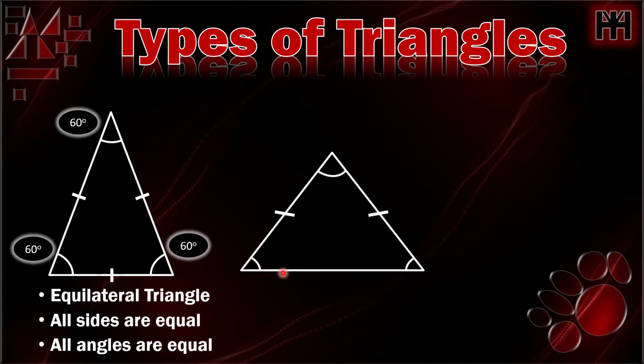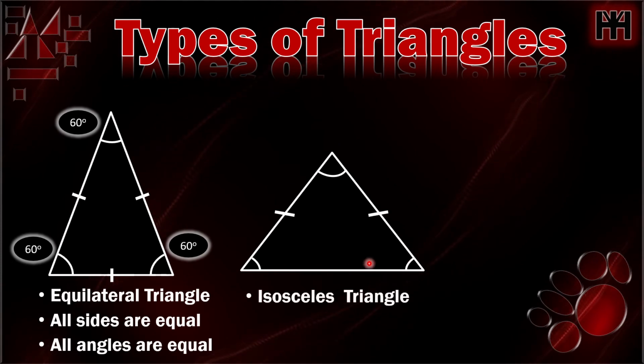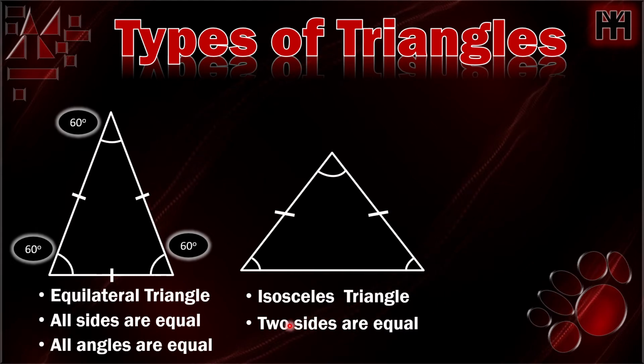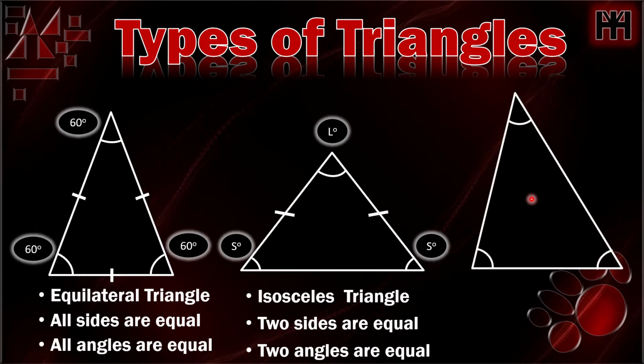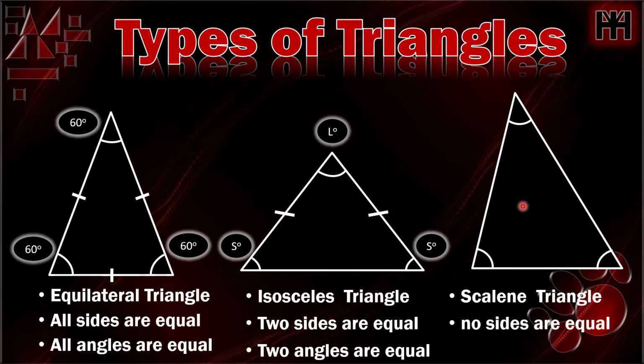For an isosceles triangle, only 2 sides are equal, not all 3 sides. And by the way, you will also have 2 angles that are equal to each other. So in the isosceles triangle, only 2 sides are equal and only 2 angles are equal to each other. For the third type, it's a scalene triangle, so no sides are equal to each other, and no angles are equal to each other.